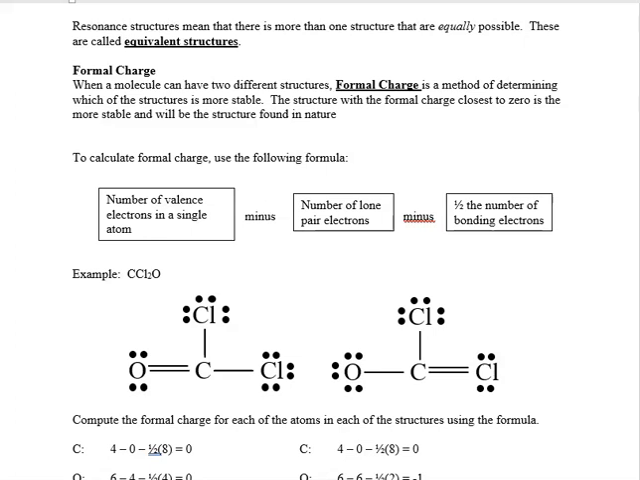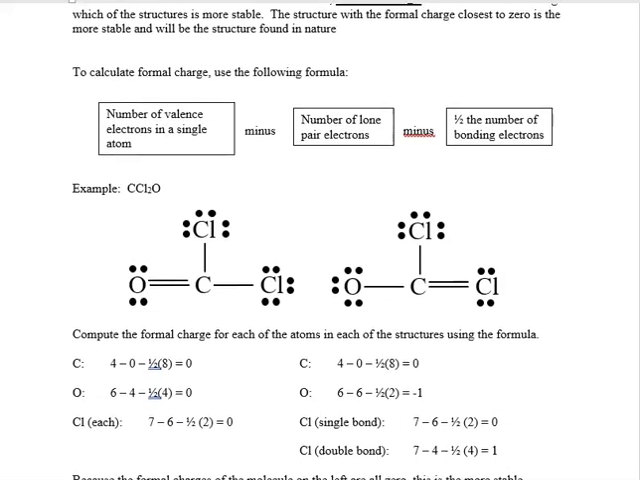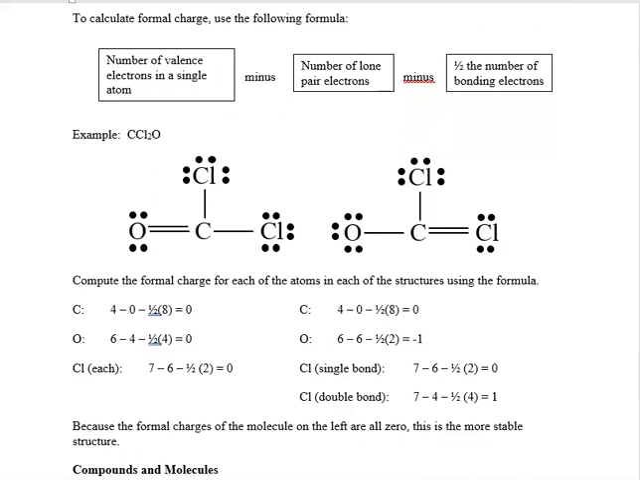Now, formal charge. When molecules have two different structures, formal charge is a method of determining which of the structures is more stable. The structure with the formal charge that is closest to zero is the more stable and will be the structure found in nature. So I'm going to show you how to calculate formal charge. To calculate formal charge, use the following formula. The number of valence electrons in a single atom minus the number of lone pair electrons for that atom minus half the number of bonding electrons.